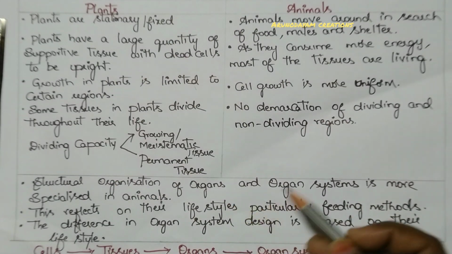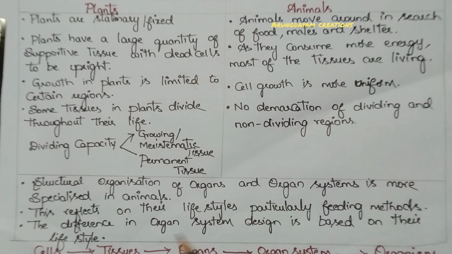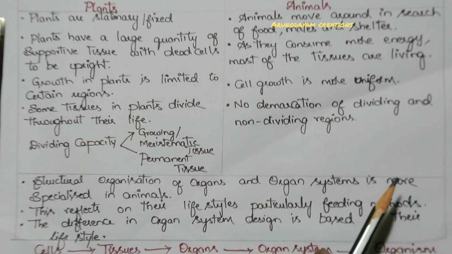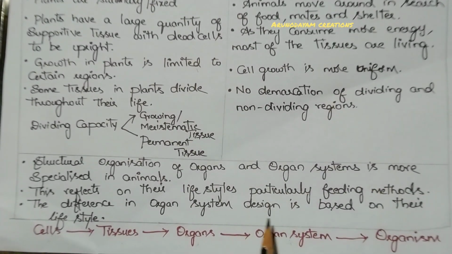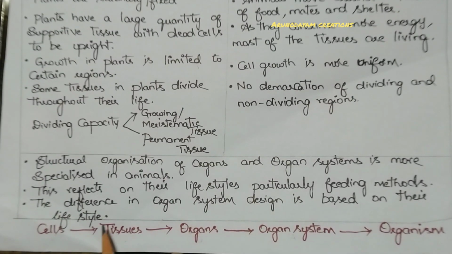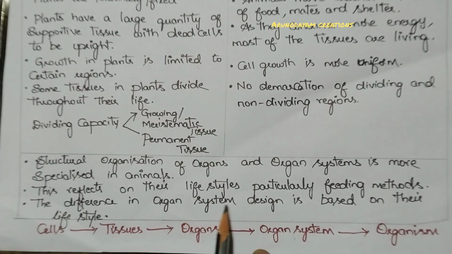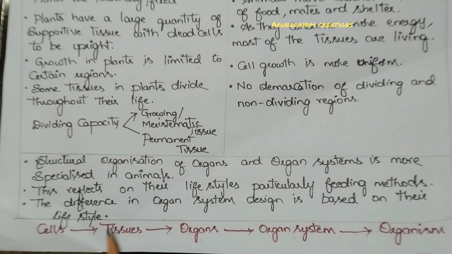So this is what we are learning from this topic. Organization reflects on their lifestyles, particularly feeding methods. So based on their feeding methods, their organization is complicated. The difference in organ system design is based on their lifestyle. The difference in organ systems is also based on their lifestyle.